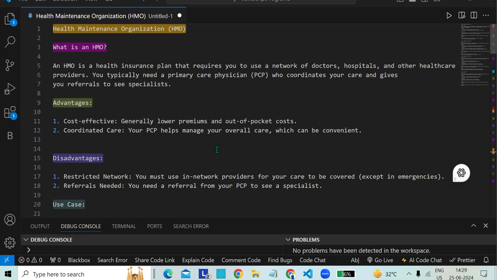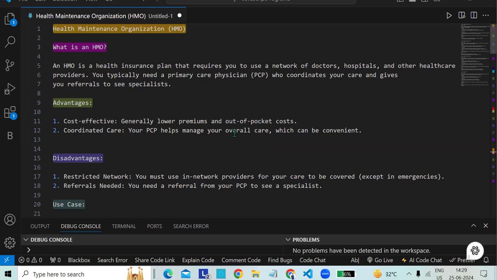So today in this class, we will discuss different types of insurance policies or insurance plans in medical billing. We have four types of plans, and we will discuss all four plans in this class. So let's not waste time. Let's get into the class.